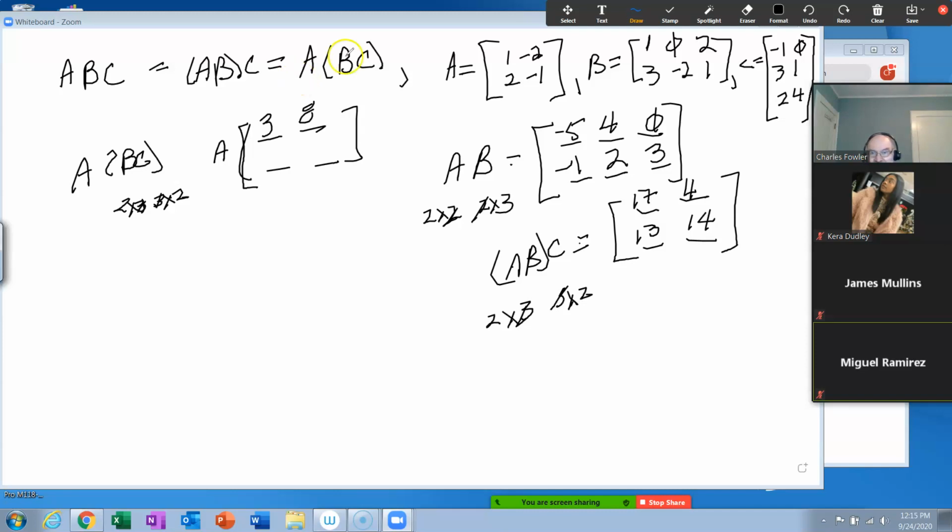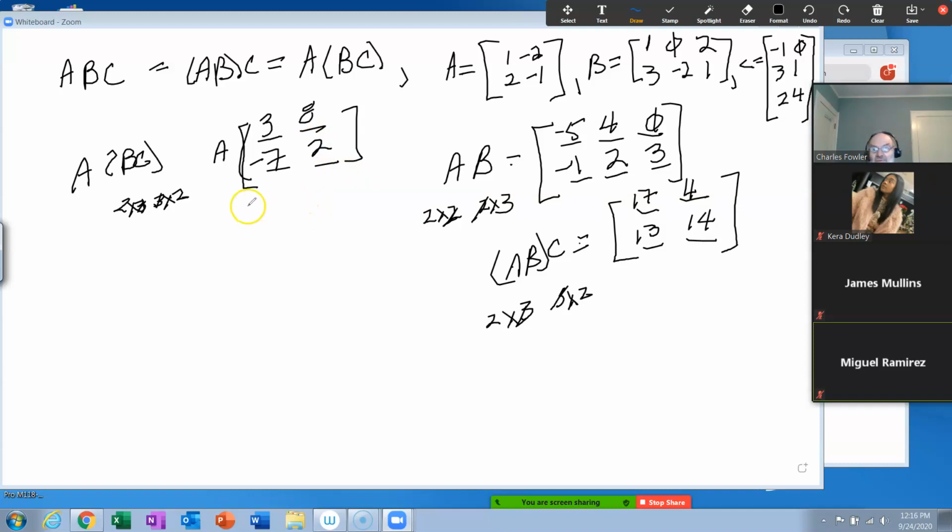So the 2, yeah, this is the 2, 1 entry here, second row of B times the first column of C. That would be a -3 minus 6, that would be -9 plus 2 is a -7. And the 2, 2 entry here would be second row of B, second column of C, and that would be a 0 minus 2 plus 4, that would be a 2.